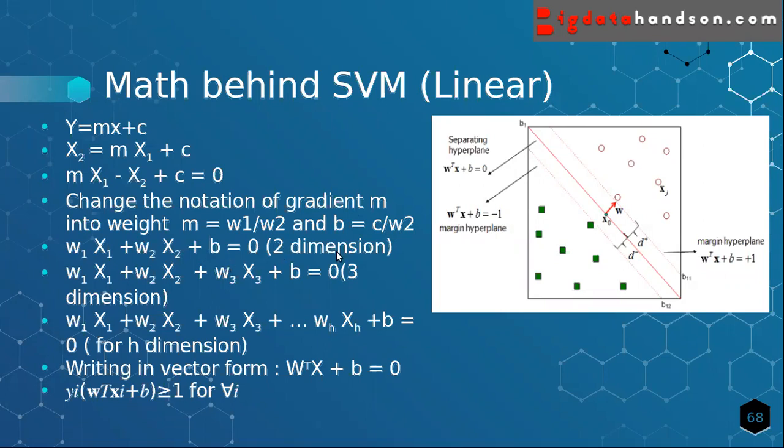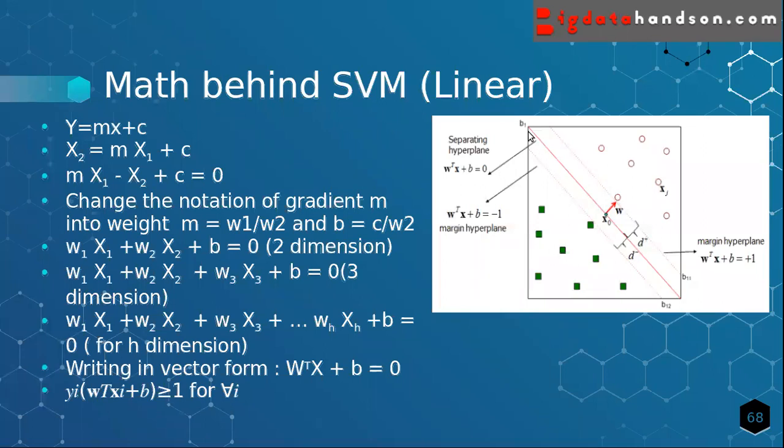So this is for two dimensional. If you have three dimensional, then it will go on for w3 and x3. For n dimensional, we have w1 x1 up to wn xn plus b equal to 0. So this was the equation for linear SVM.